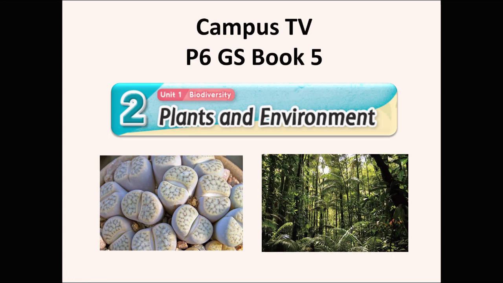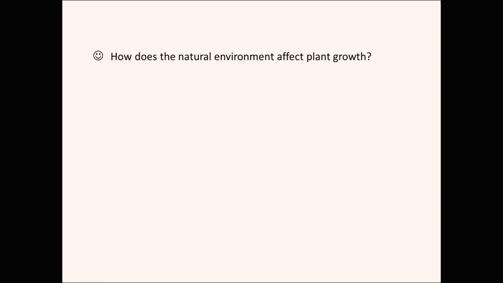This is Mr. John. Today, we are going to talk about P6 GS Book 5, Chapter 2, Plants and Environment. Today, we'll focus on the relationship between the plant's growth and the natural environment. So let's take a look.